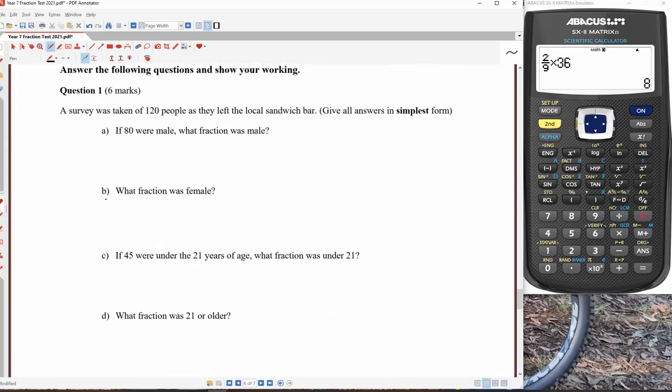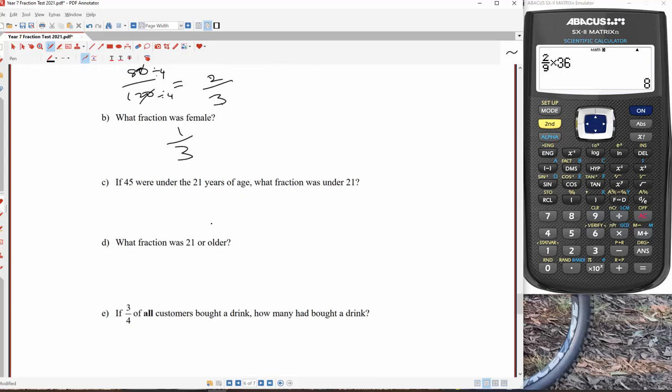Okay, a survey was taken of 120 people as they left the local sandwich bar. Give all your answers in simplest form. If 80 were male, what fraction was male? That's 80 out of 120. Divide by 10 and divide by 10, and divide by 4, divide by 4. That is 2/3. What fraction was female? Now, if 2/3 are male, then 1/3 will be female, not male.